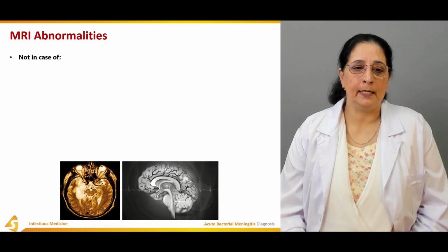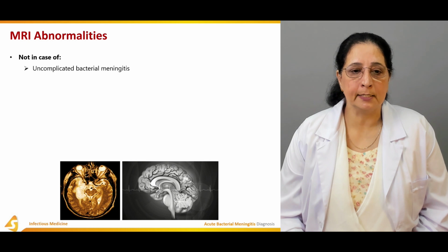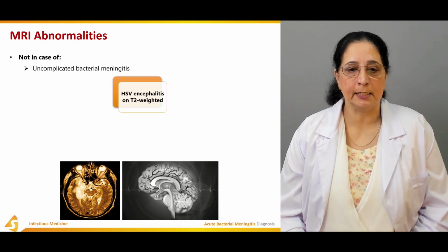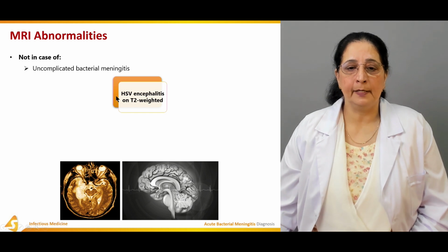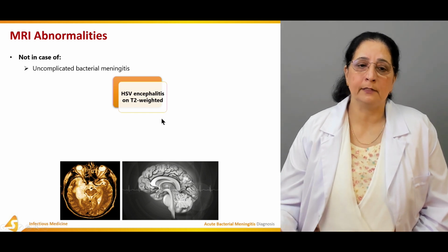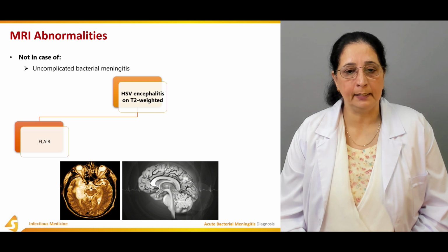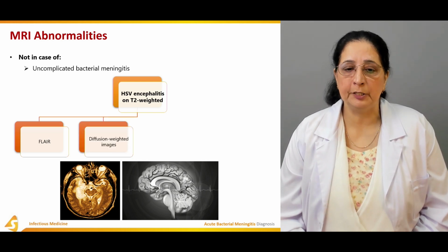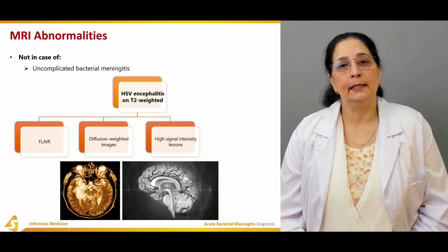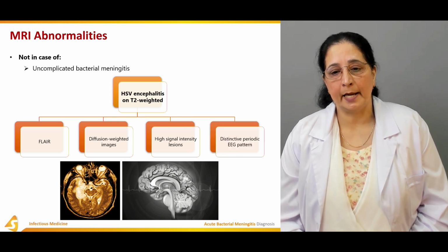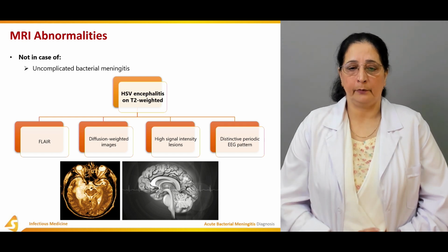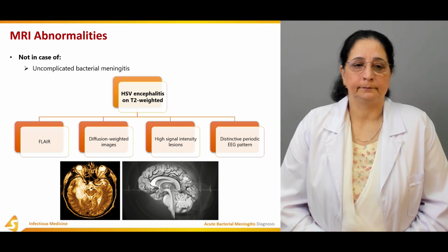MRI abnormalities are not seen in uncomplicated bacterial meningitis. In herpes simplex virus encephalitis, we can check by FLAIR and diffusion-weighted images, which show high signal intensity lesions, and a distinctive periodic electroencephalogram pattern.